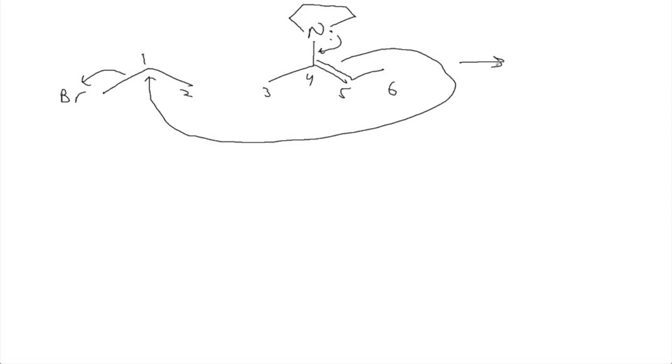Okay, so can you identify any roles here? Yeah, it looks like carbon 5 is acting as a nucleophile, carbon 1 as an electrophile, and bromine as a leaving group. Good, perfect. That's right. Very good.